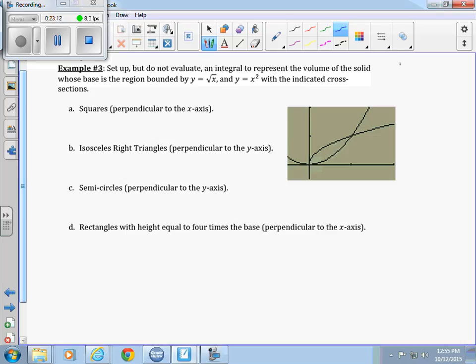Okay, so let's do this one. Set up, but do not evaluate. So we're not going to do integrals. Write an integral to represent the volume of the solid whose base is the region bounded by the square root of x and x squared with the indicated cross sections.